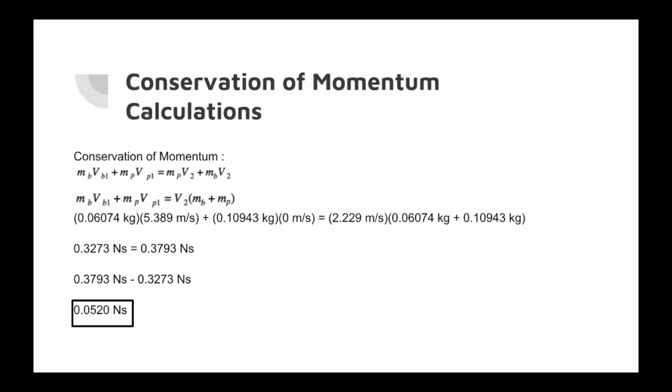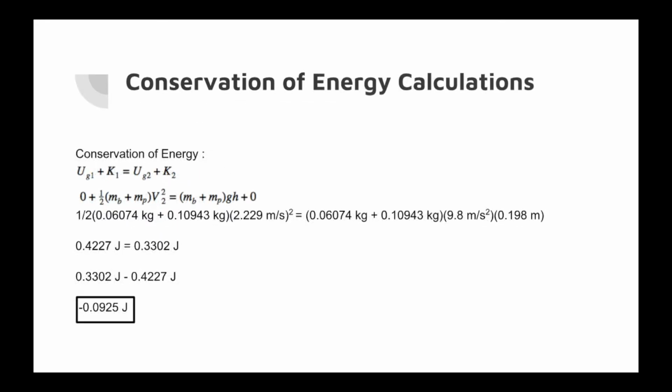milliseconds. In order to calculate if energy was conserved throughout the pendulum's motion once the projectile and pendulum collided, the maximum kinetic energy was set equal to the maximum potential energy. Since the kinetic energy was at its maximum immediately after the collision, it was calculated using the mass and velocity of the projectile and pendulum stuck together, and it was found to be 0.4227 joules.